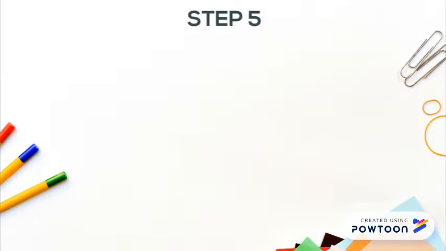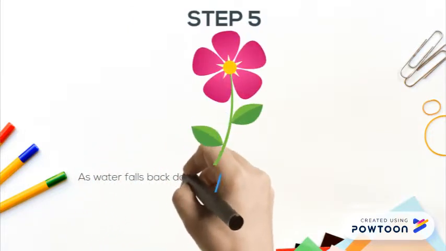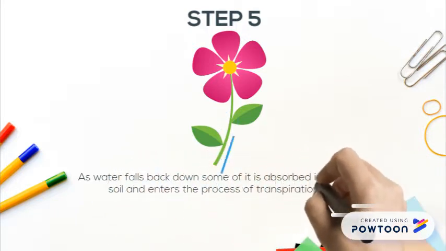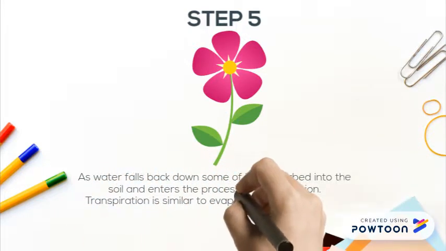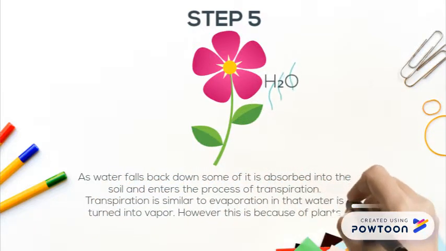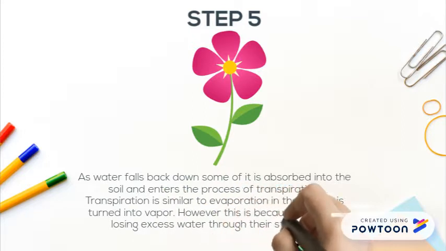Step 5. Transpiration. As water falls back down, some of it is absorbed into the soil and enters the process of transpiration. Transpiration is similar to evaporation in that water is turned into vapor. However, this is because of plants losing excess water through their stomata.